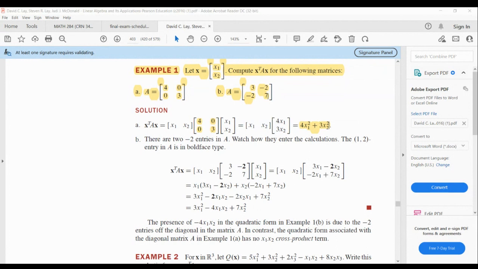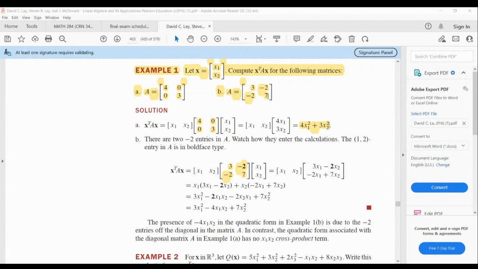Now let's compare that with the matrix in B. Obviously they're doing matrix multiplication. They take the matrix A and multiply it by the vector x, and then they take that vector and pre-multiply it by x transpose. If you do x transpose A times x, here's the matrix here. And this matrix in part B is not a diagonal matrix. There are non-zero entries off of the diagonal.